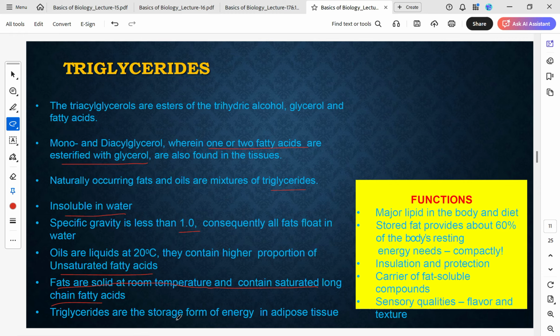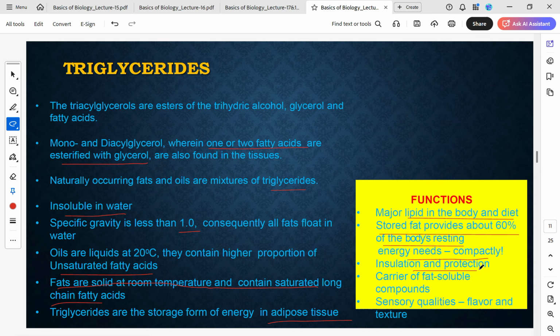Triglyceride is the storage form of energy in adipose tissue, where adipose cells are present. So the function of triglycerides is that they are the major lipid in body and diet. Stored fat provides 60% of the body's resting energy.